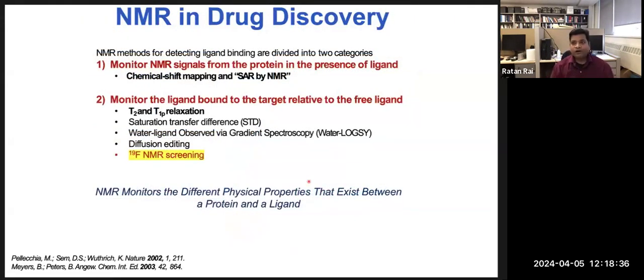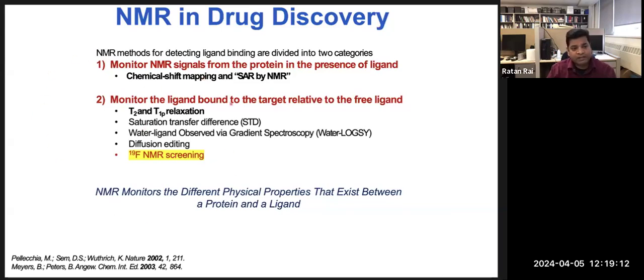So, how does the drug discovery process happen in NMR? There are two methods. One is to monitor the NMR signal from the protein in the presence of ligand. So suppose that there is a ligand and you want to see whether your ligand interacts with the protein, then we can label your protein sample and see the interaction. The other method is, suppose that you want to screen 10 molecules, 20 molecules, or a library. Then there are other methods in which you don't need to label your protein. You need unlabeled protein only, but it should be highly purified.